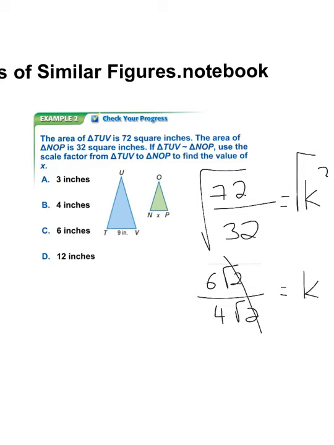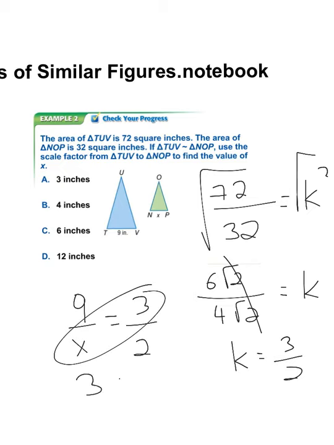If you simplify this, you get 6 over 4, but 6 over 4 is the same thing as 3/2. So the scale factor is 3/2. Now proportion. 9 over x is equal to 3 over 2. Cross multiply, 3x equals 18, divide by 3, x is equal to 6 inches. Wow, I went fast. I did it in 1 minute. I apologize, but I had to finish it quickly.